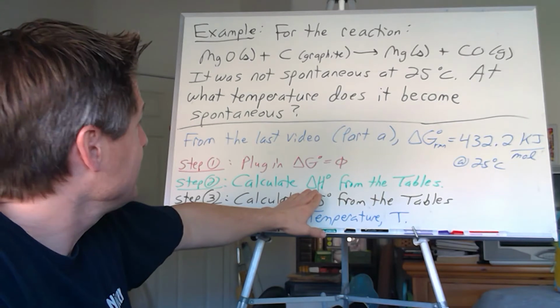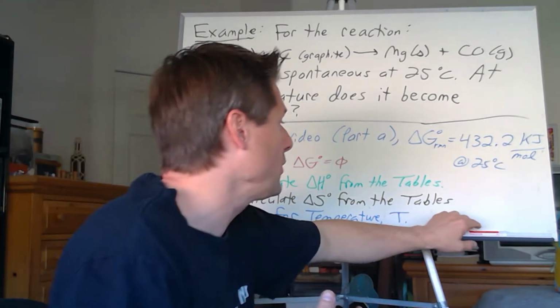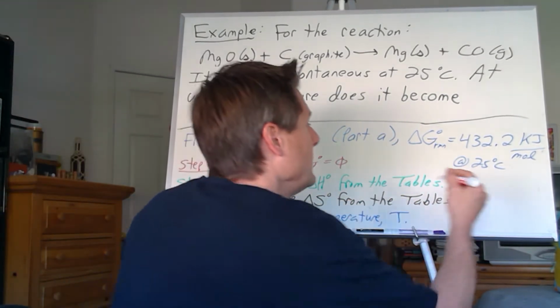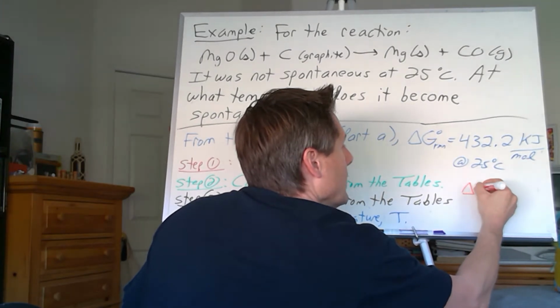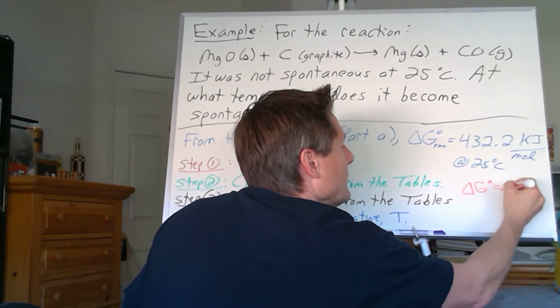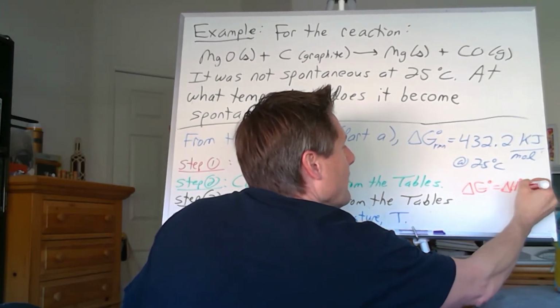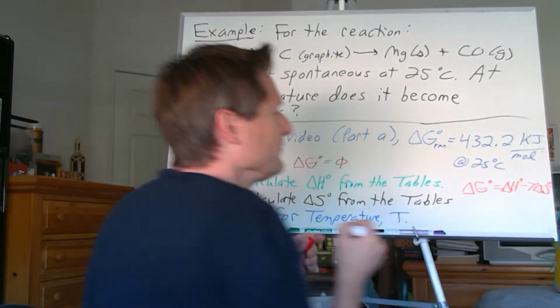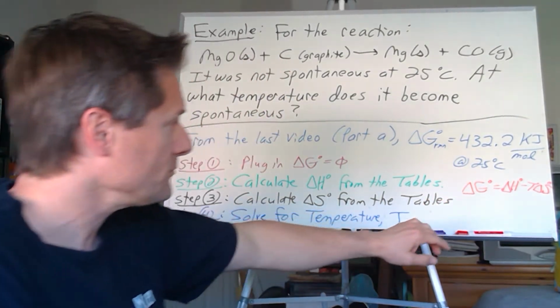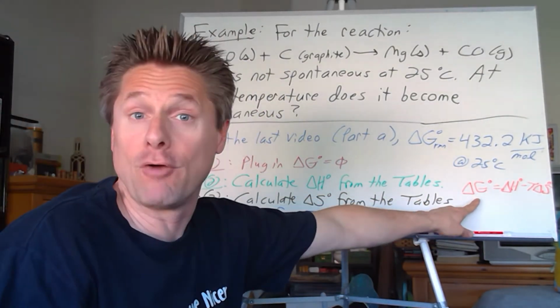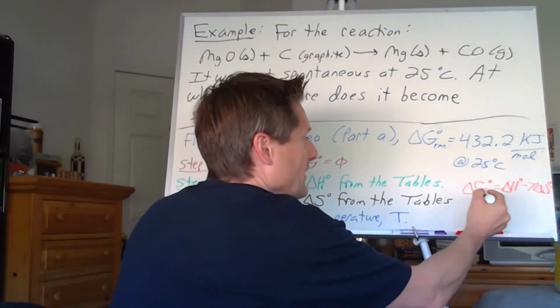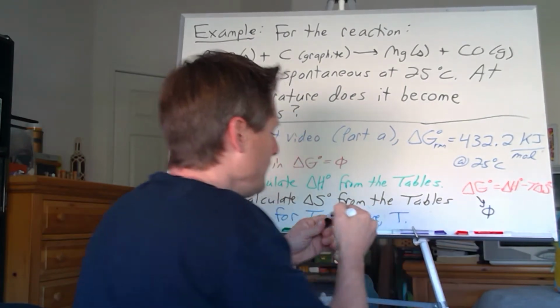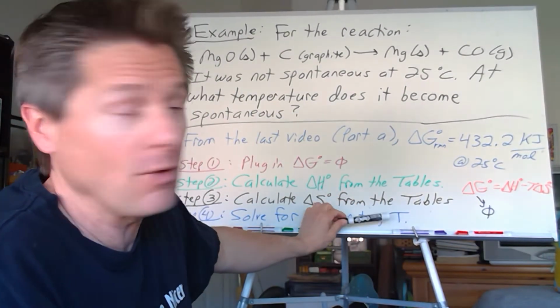Step 2, let's calculate delta H, because remember, we're using this equation here, delta G. In this case, we're doing standard conditions. It's delta H minus T delta S. Right? We're at standard conditions here. So what we're going to do is plug in a 0 for that. That's going to go to 0. That's the trick to this problem. If you don't do that, you're toast.